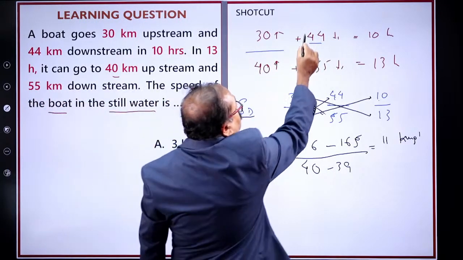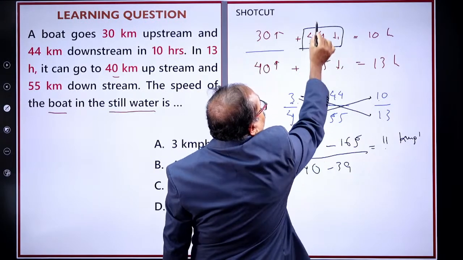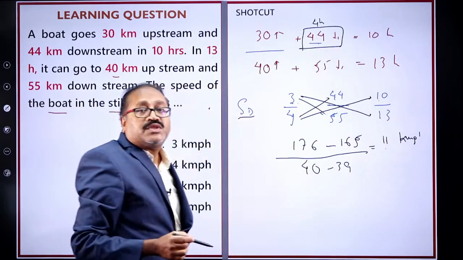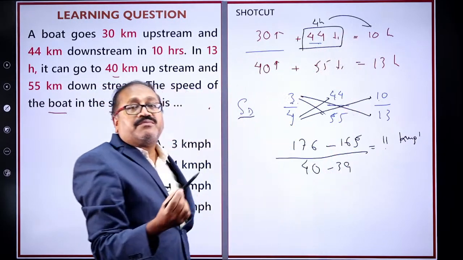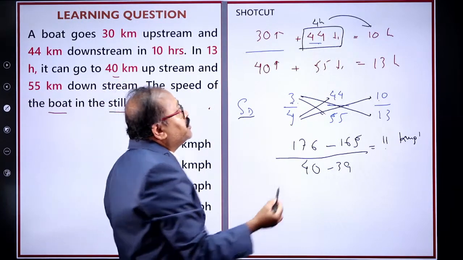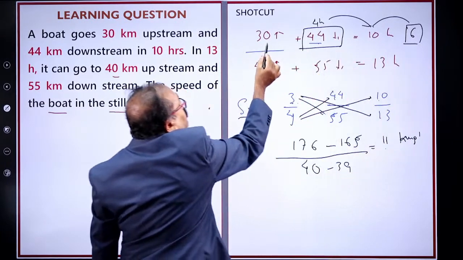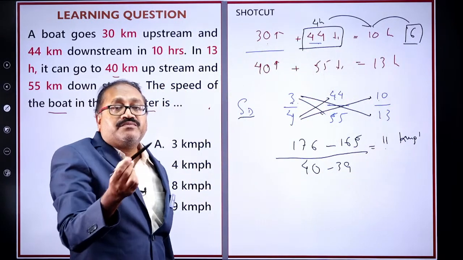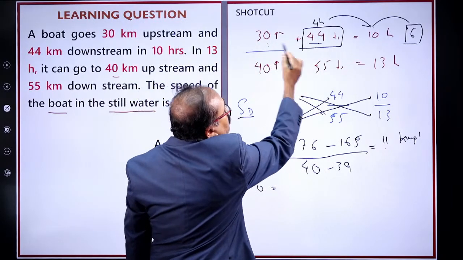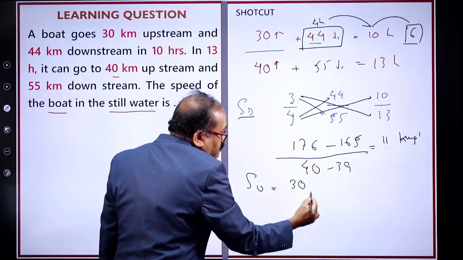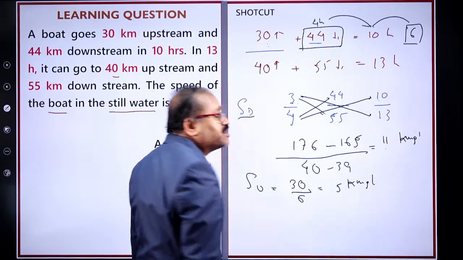In this downstream, if you divide the distance by speed, you will get the time, which is 4 hours. From the total time of 10 hours, if you take out 4 hours, you are left with 6 hours. This 6 hours is the time to travel 30 km upstream. So what is the speed of upstream? Speed of upstream will be 30 divided by 6, that is 5 km/h.